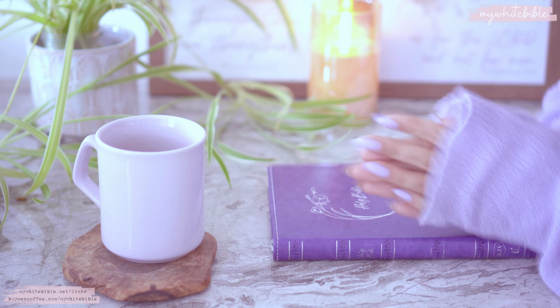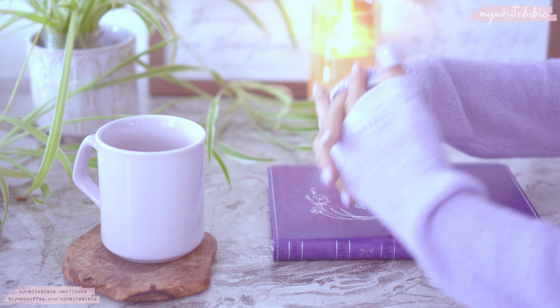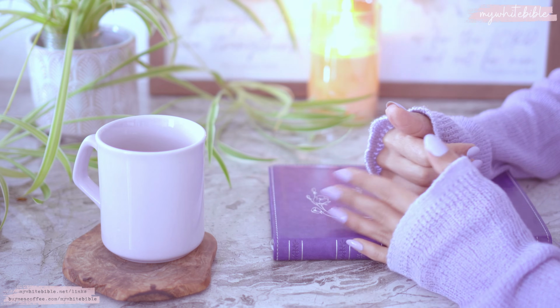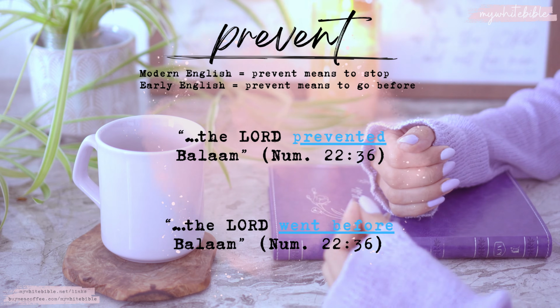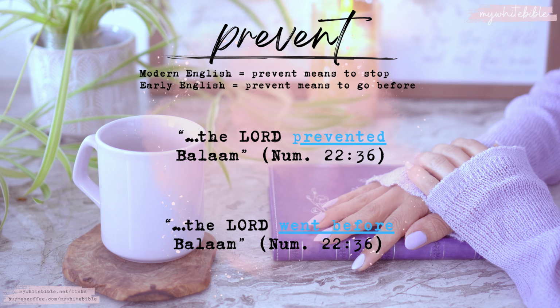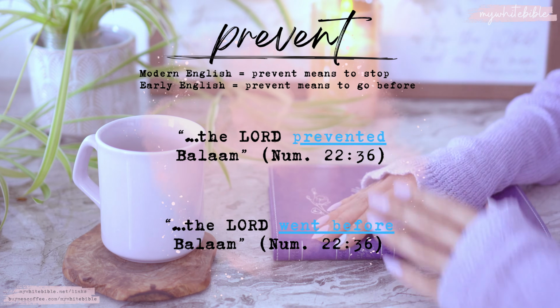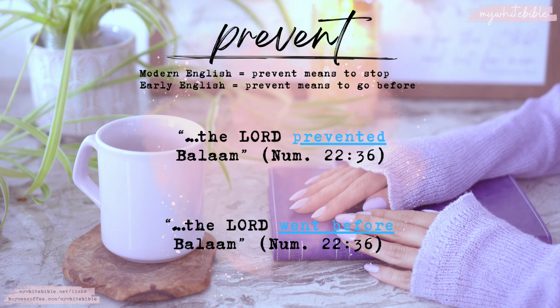Okay, the next is prevent. This is another one that means very different. We understand prevent as to stop, right? Whereas early English means to go before or to anticipate. So for example, in Numbers 22:36, the Lord prevented Balaam. The Lord didn't stop Balaam, the Lord went before Balaam. So that's another one that is very different to our understanding.